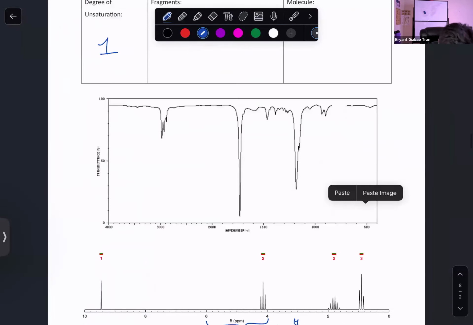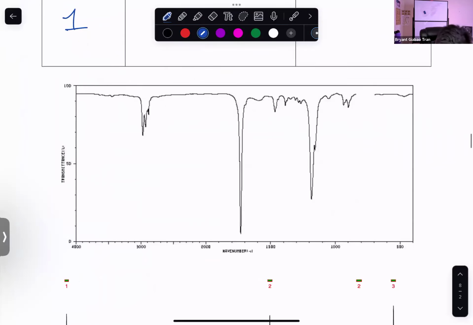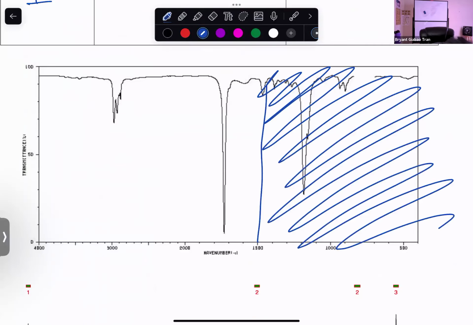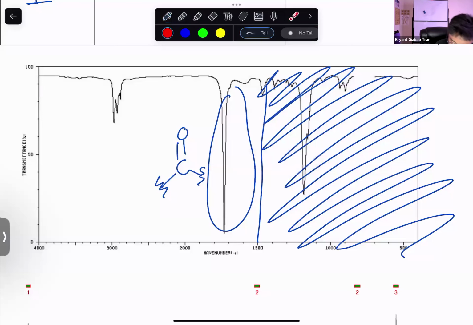Okay. Now let's look at the IR. That's the next thing I do. Look at the IR. Ignore this region. That's the fingerprint region. This is going to be around 1700. So that's the carbonyl. Wait, 16, 17, 18, 19, 2000, 16, 17, carbonyl.